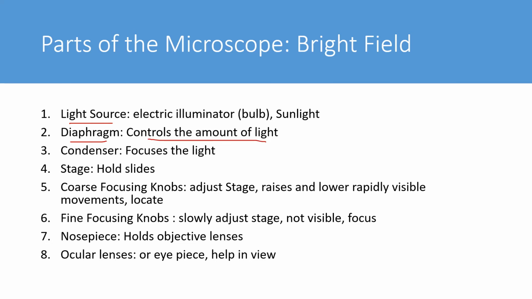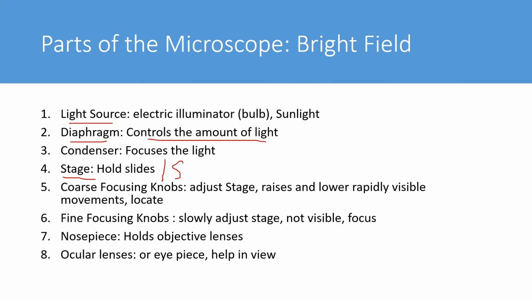Condenser, it helps in focusing the light. The light is coming from all directions, but we need the light to hit the specimen, right? So the condenser helps in focusing the light onto the specimen. Where is the specimen? It is on the stage. The stage holds the slides and the specimen.